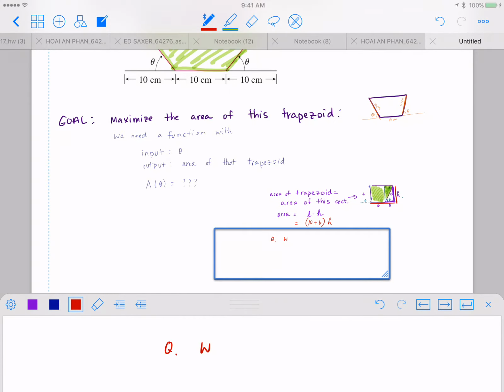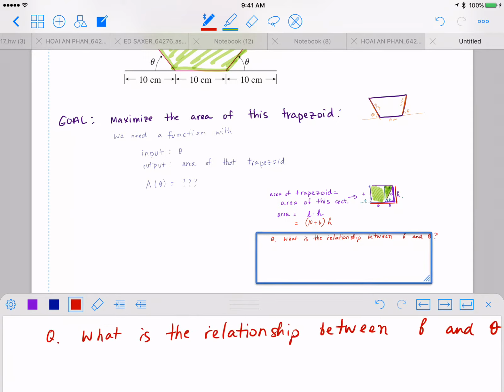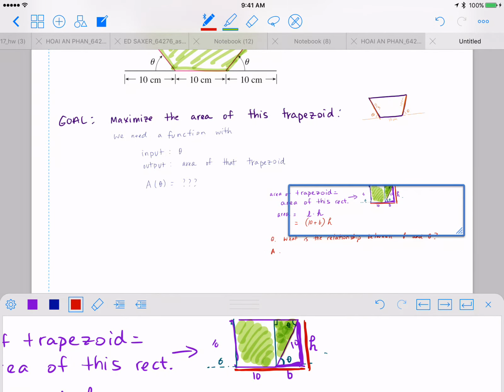What is the relationship between b and theta? In order to answer that, we're going to look at our triangle a little closer. We've essentially got this triangle. It's a right triangle, and we know that the hypotenuse is 10. And we've got this angle here, theta, and b is the base.